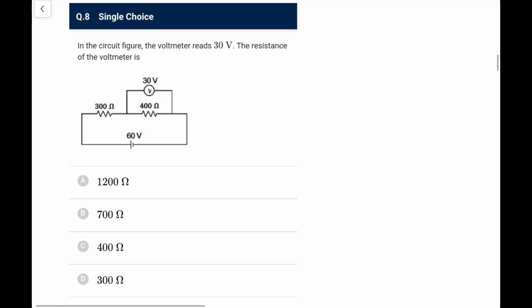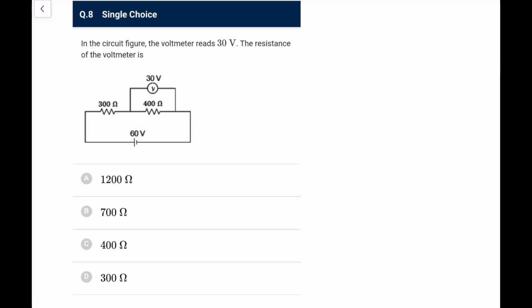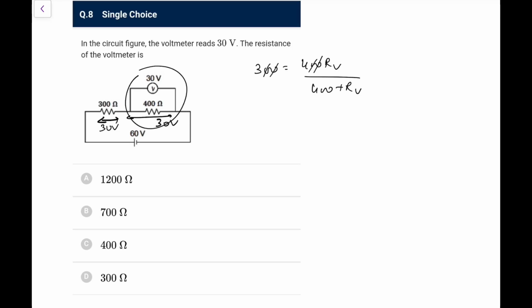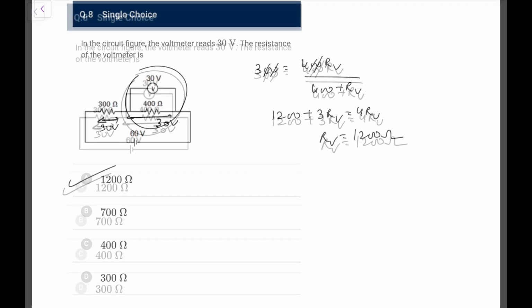In the circuit shown, the voltmeter is reading 30 volts. The resistance of the voltmeter is? If it is reading 30 volts, that means this drop is 30, so this is also 30. It means this resistance is equal to this, or 300 is equal to 400 RV upon 400 plus RV. So it is 1200 plus 3 RV is equal to 4 RV, so RV is equal to 1200 ohms.